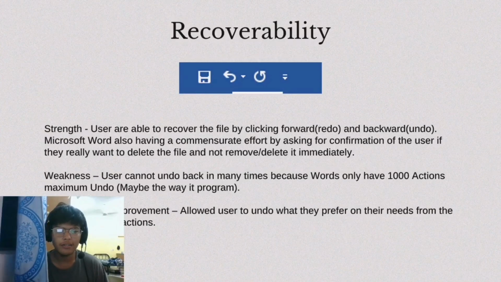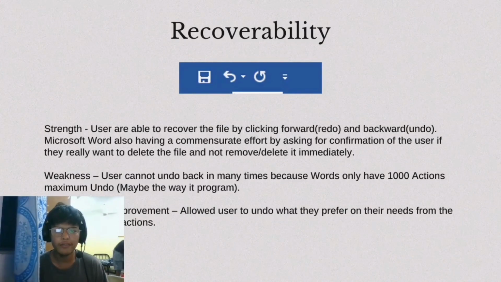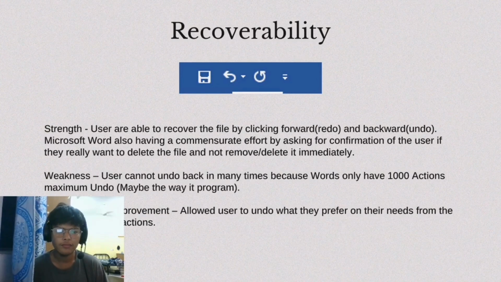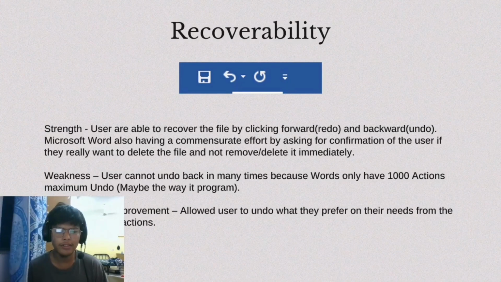Weakness: users cannot undo back in a long time because Word only has a maximum of 1000 undo actions. Maybe it's the way it's programmed. Suggestion for improvement: allow users to undo what they prefer according to their needs from the selecting section action.